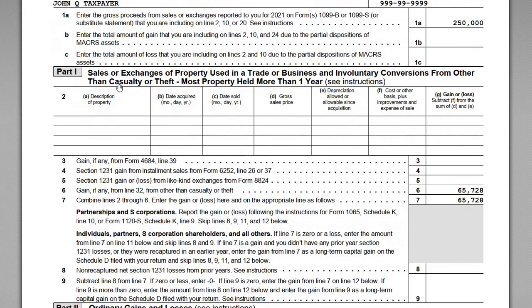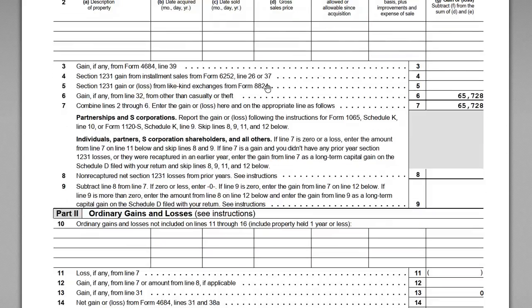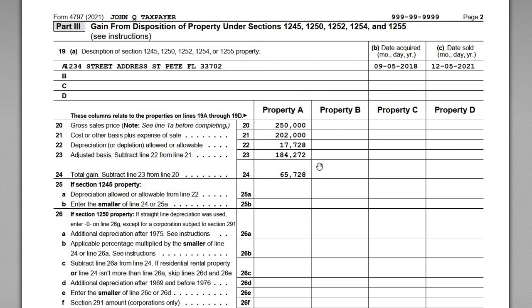Part 1 we use to report the sale or exchange of property used in a trade or business if it's held more than a year. Okay, so that's Part 1 collectively here. Now, if we have property that is sold for a gain and we held it for more than a year, that information is generally going to be reported down here in Part 3.